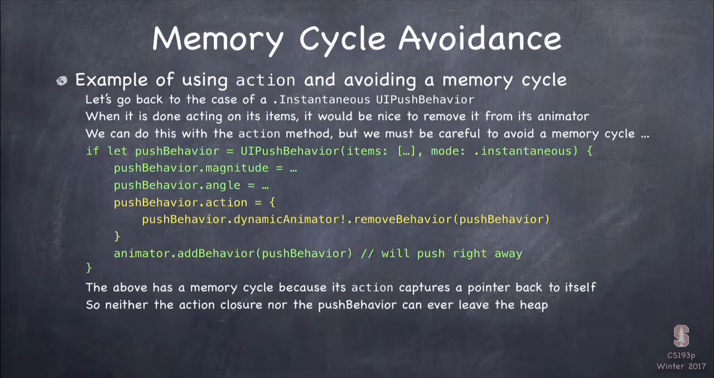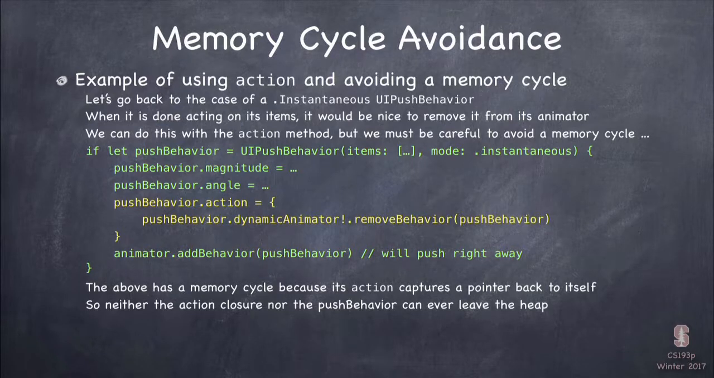So a lot of times what we'll do is we'll use that action thing to have a little closure that removes the push behavior from the animator. Since we know action gets called right after it instantaneously pushed, it's a perfect time to remove it. However, you can see that this creates a horrible memory cycle. Look inside that closure. The very first thing we do is say push behavior dot. That's going to capture push behavior. And of course, the action var is on push behavior. So they're pointing directly to each other, and keeping each other in memory.